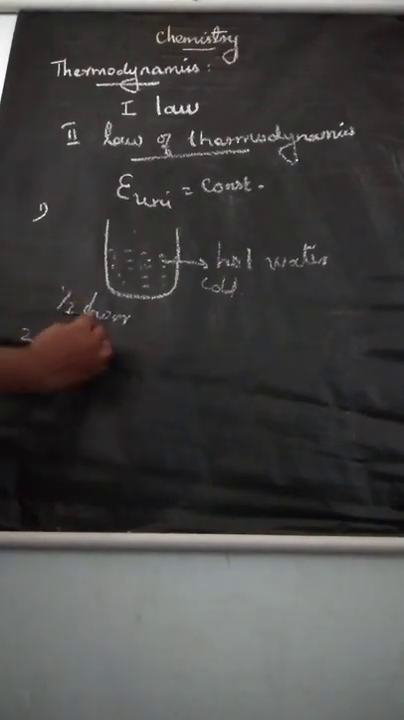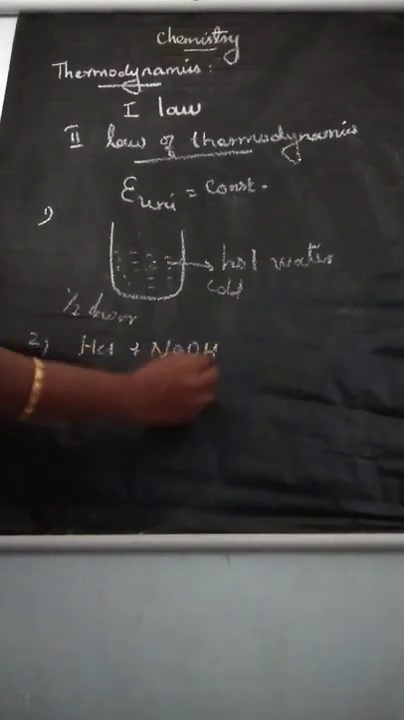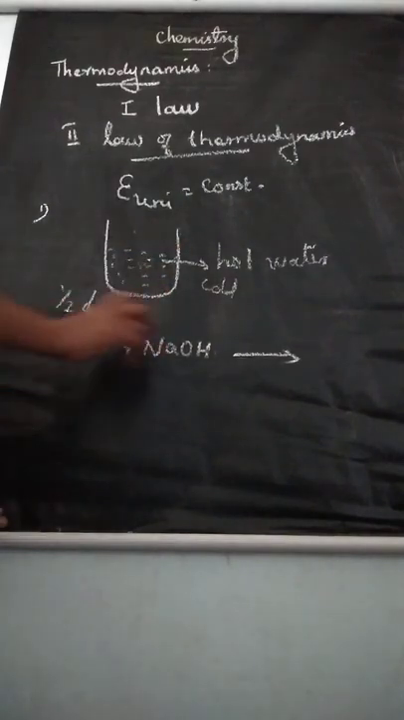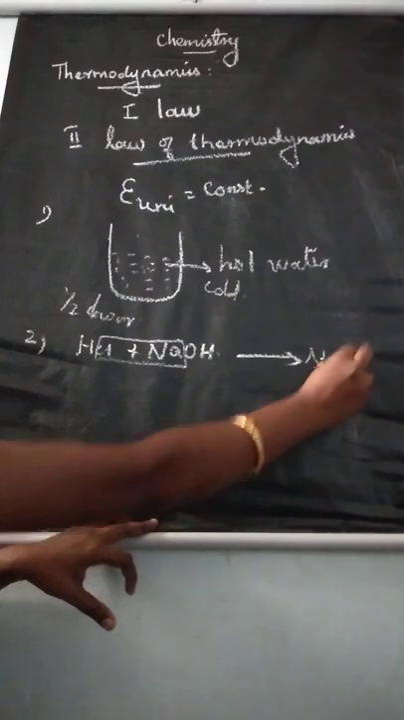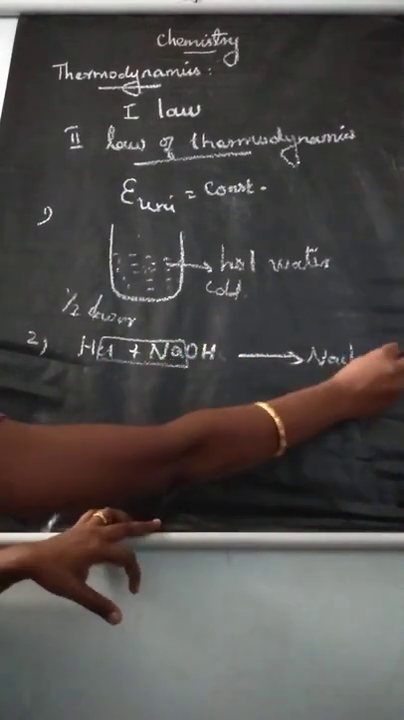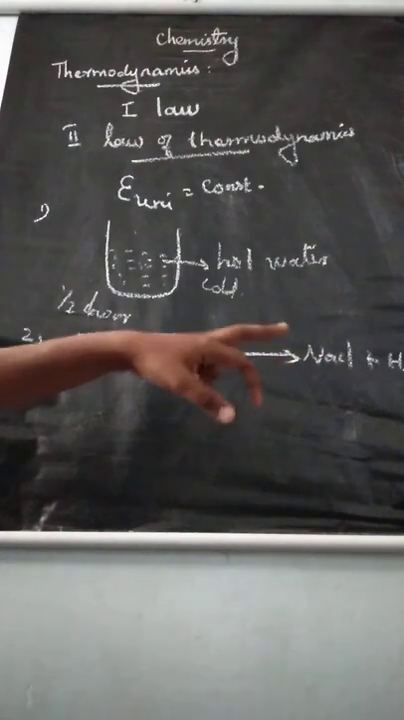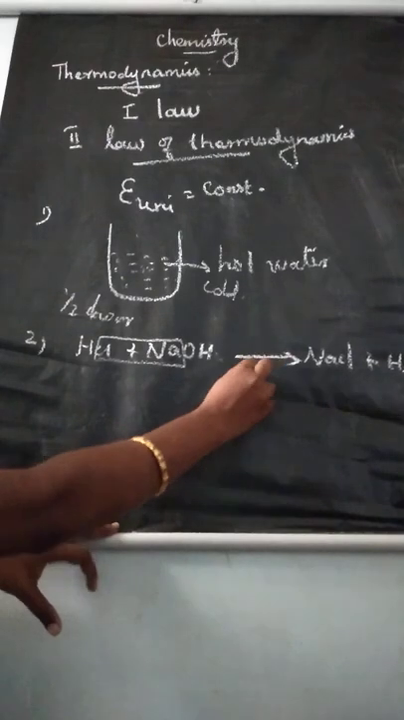You take hydrochloric acid and sodium hydroxide. These two mix to form the product sodium chloride, NaCl, and hydrogen and OH together give H2O. So hydrochloric acid and sodium hydroxide mix to form sodium chloride and a water molecule with the evolution of heat. These molecules lose heat energy and you get the product sodium chloride.